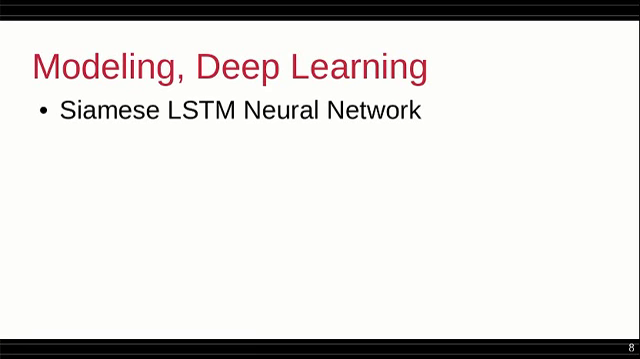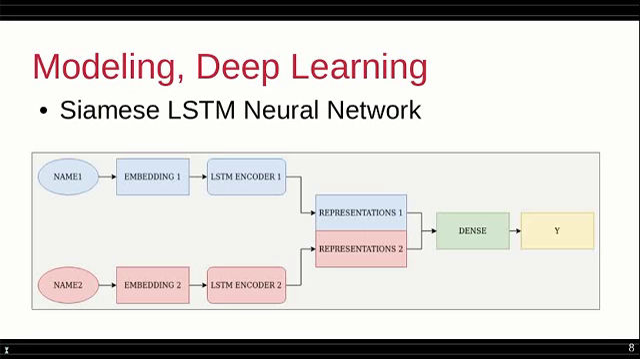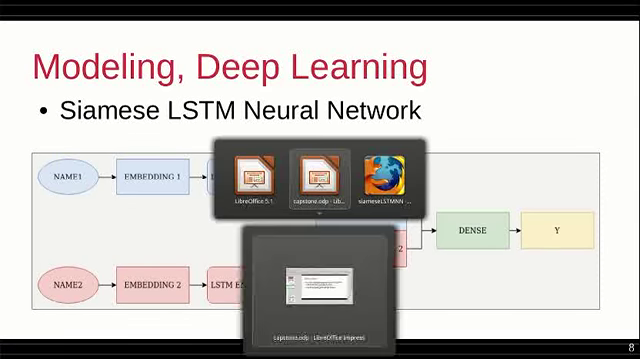Its architecture is composed of two LSTM neural networks. The first neural network has the first name as input, and the other neural network the second name. The output of each neural network goes through a process to compute similarity, and that is the similarity score between the two names. Okay? Now I am going to present the development of the model in my Jupyter notebook.